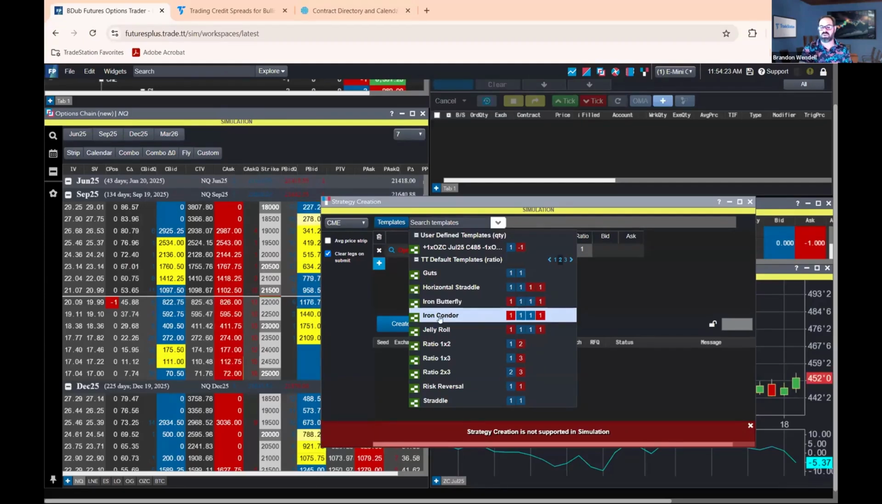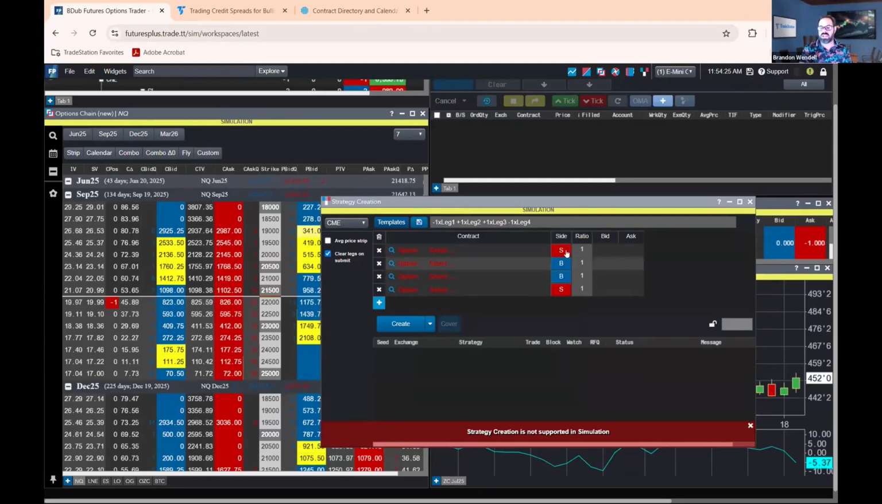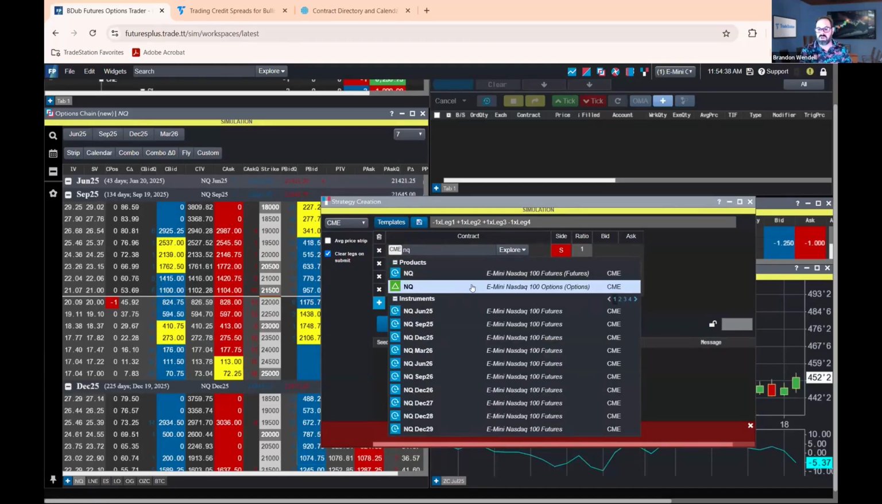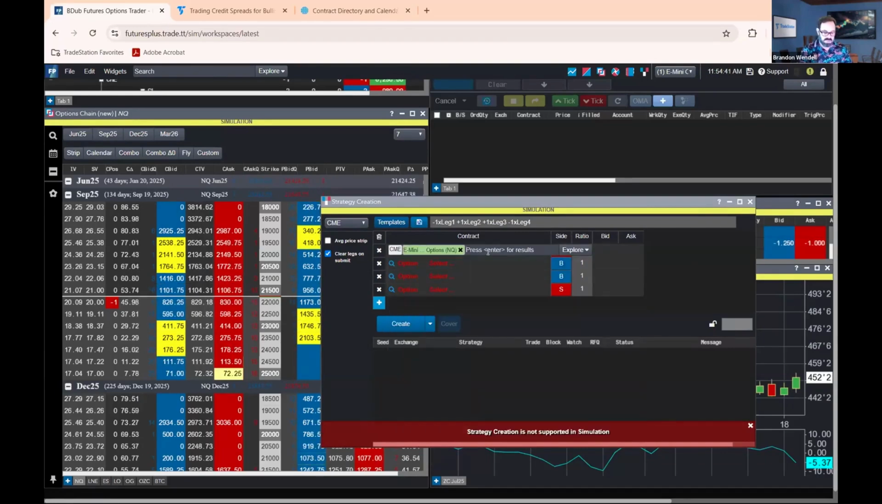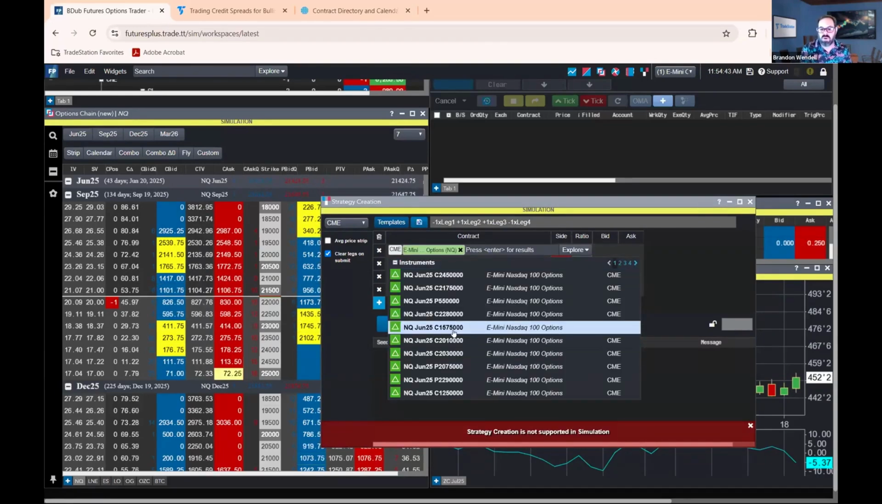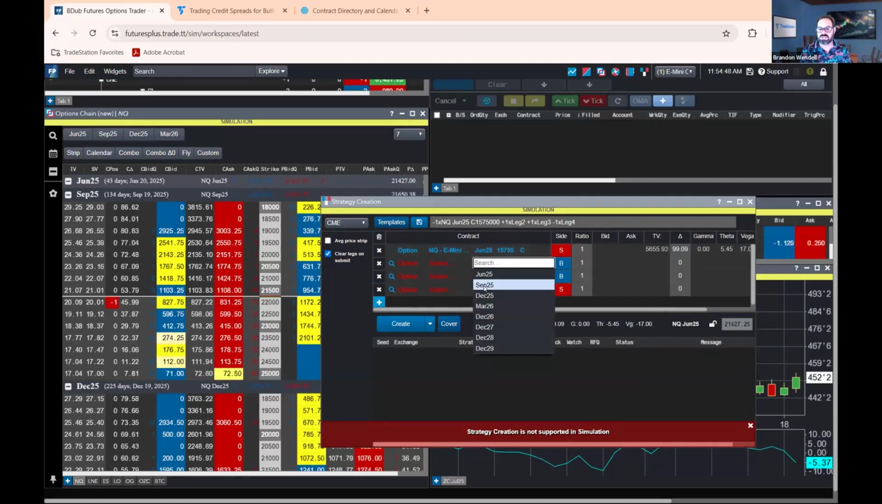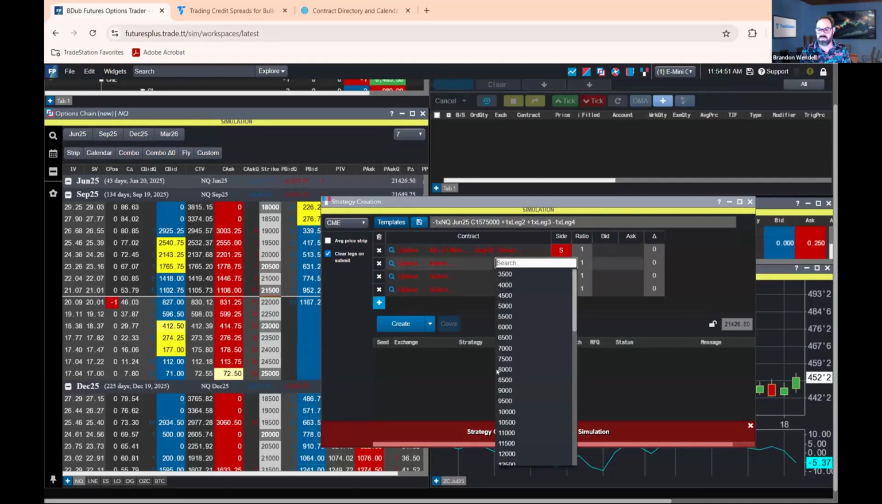Let's say we have an iron condor we want to do. I click on iron condor and it sets it up for me, sell, buy, sell. Okay. I click on the option right here, type in, let's say we want to do NASDAQ, NQ. There we are. NQ options, hit enter. And now I can just select one. Okay. So let's say I want to do the September options.